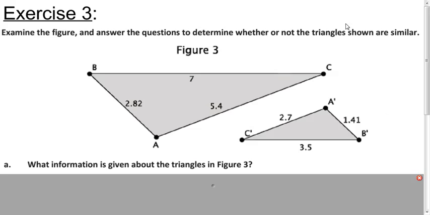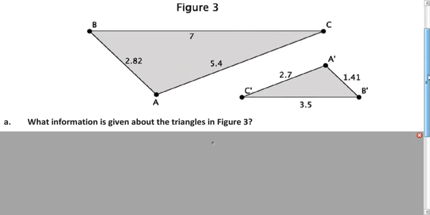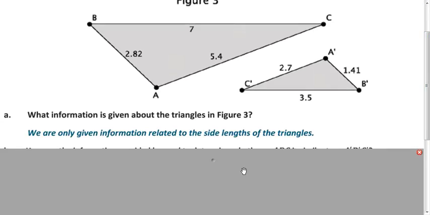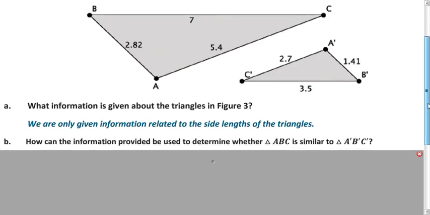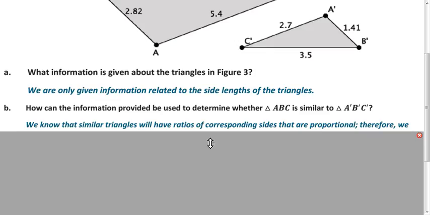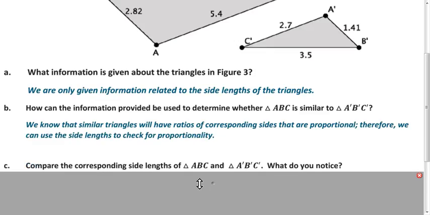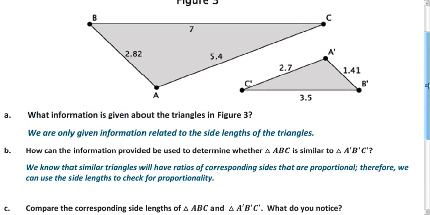About figure 3, what information do we have here? All we have is information about the side lengths. And how's that going to be useful? Well, once again, let's check those corresponding side lengths and see if they're proportional, because you know that has to be true if the triangles are similar. So what do we get when we compare all of the corresponding side lengths?